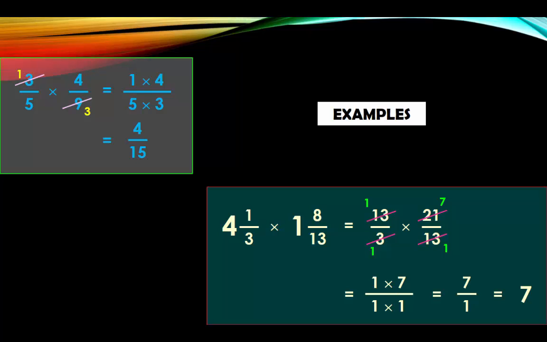For the second example, multiplication of two mixed numbers. So first step, you have to change both mixed numbers into improper fractions. 4 and 1/3 times 1 and 8 over 13, you change into 13 over 3 times 21 over 13. So you can use cross-cancelling to make it easier to multiply the fractions. So here we get the answer is 7.